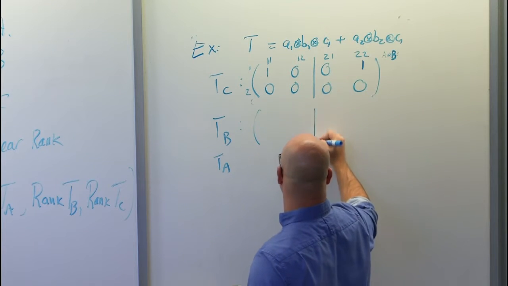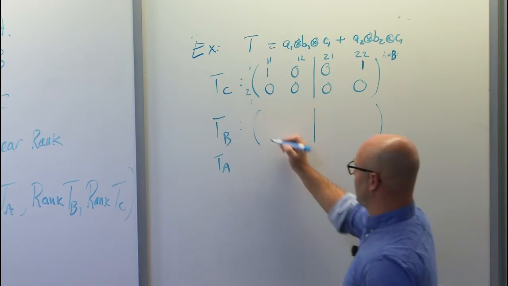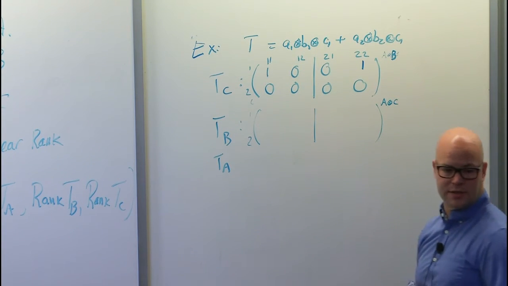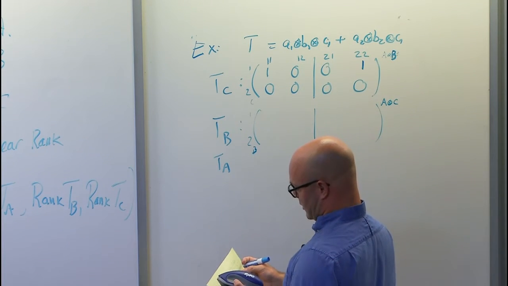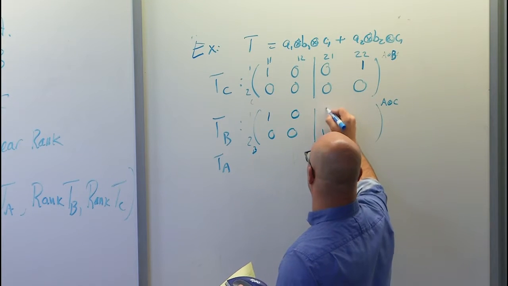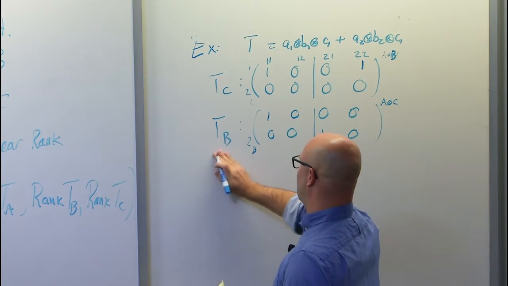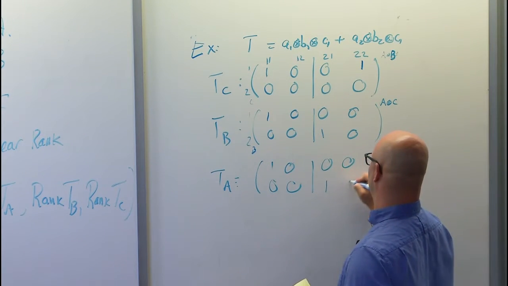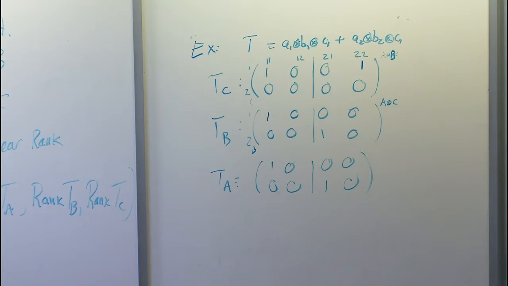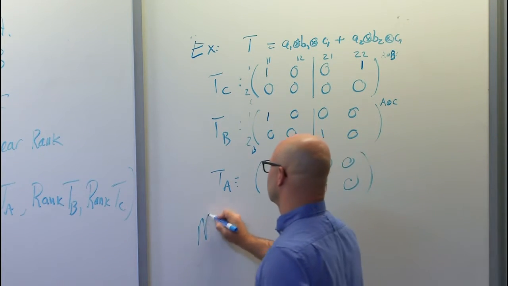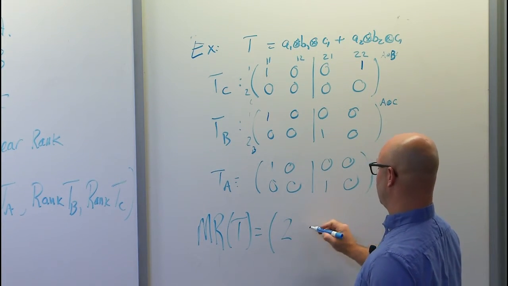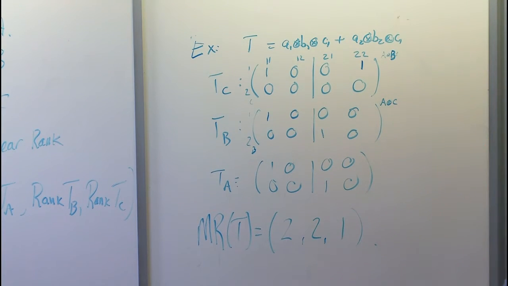TB. A and B are symmetric, so these two are going to be the same. But now I'm going to index TB by entries A tensor C, and then the columns by B. This matrix looks like this, and then TA is the same matrix. Now we can compute the multilinear rank of this tensor. Let's see, 2, 2, and 1. So the multilinear ranks are not all the same.